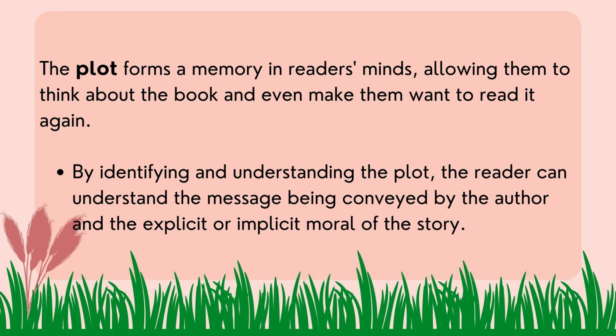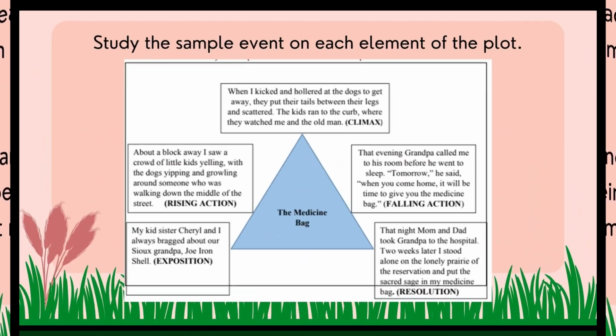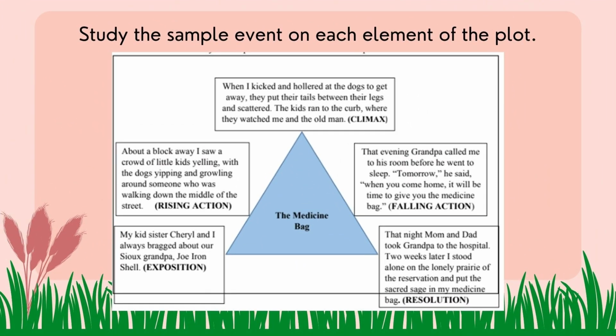By identifying and understanding the plot, the reader can understand the message being conveyed by the author and the explicit or implicit moral of the story. Look at the example given. Let us study the example event on each element of the plot.